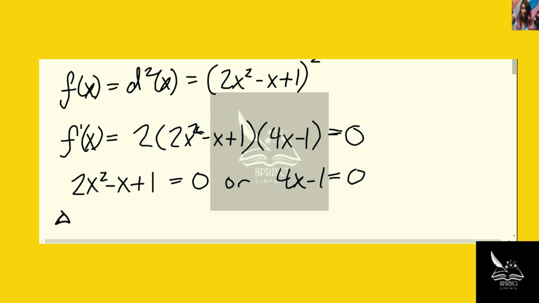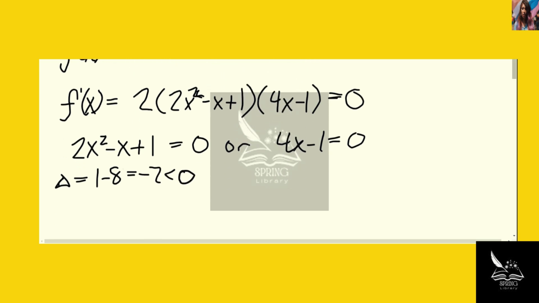Now the discriminant of this quadratic equation, delta, this is b squared, which is 1, minus 4 times a, which is 2, times c, which is 1. So this is 1 minus 8, which is negative 7, which is less than 0. So this first equation has no real solutions. The second equation has the real solution, x equals 1/4.